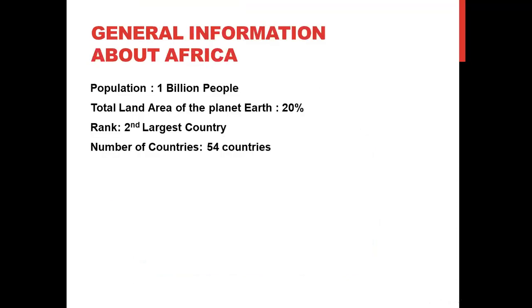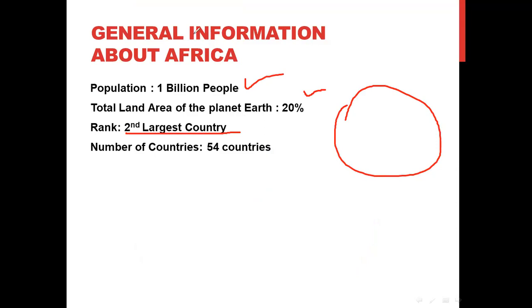Okay, general information you have to know about Africa: the people who live in Africa are 1 billion people. If I compare Africa to the whole world, I will see that Africa takes 20% of the total land area of the planet Earth. And it is the second largest continent after Asia. The number of countries in this continent is 54. These are general information about it.